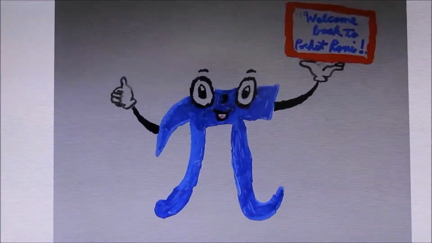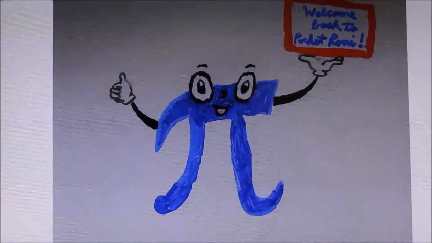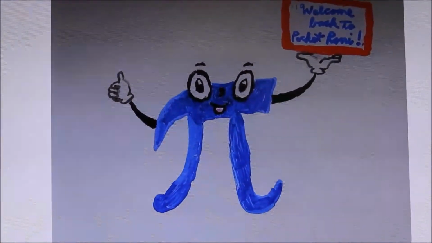Pi is 3.14159265, but you came here for Pocket Ronnie, so please stay tuned.